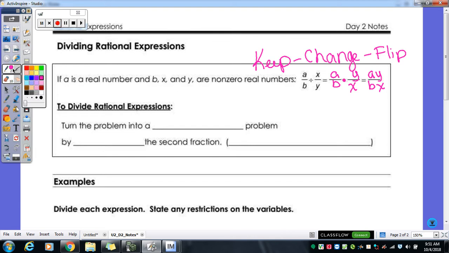So steps would be to first turn the problem into a multiplication problem by doing your keep, change, flip. We do that by flipping the second fraction.